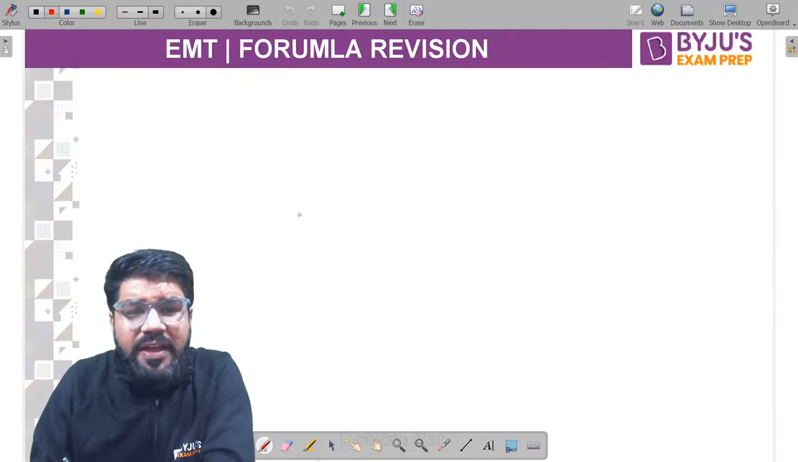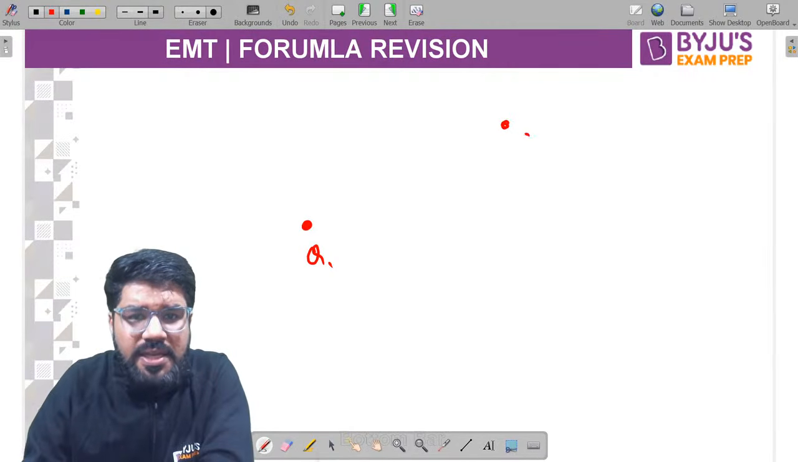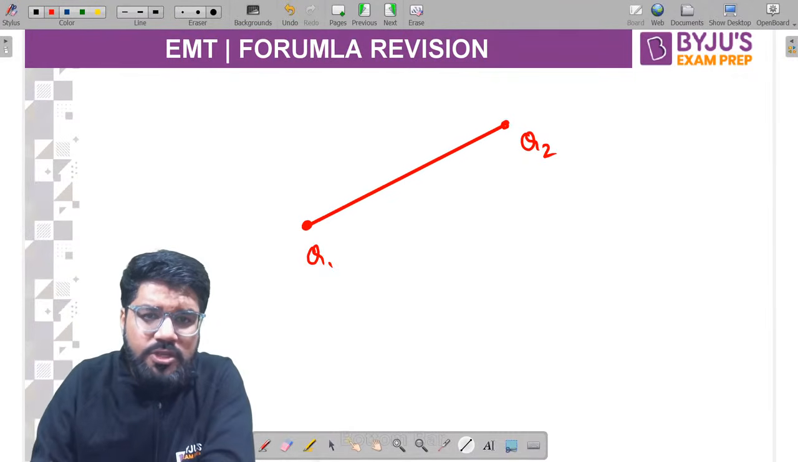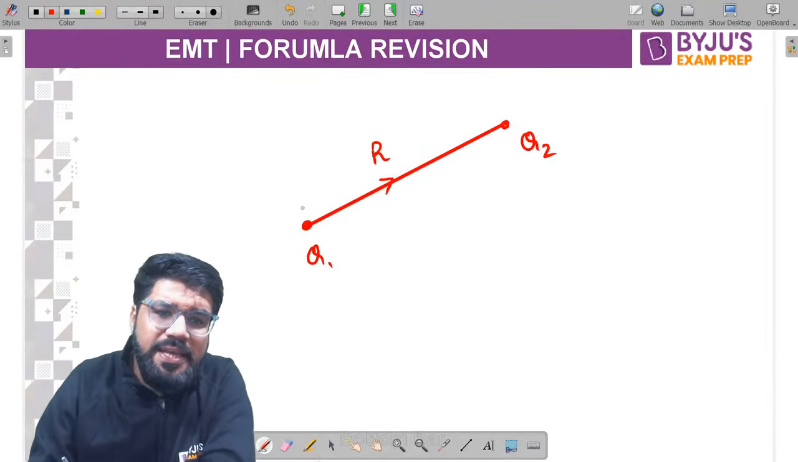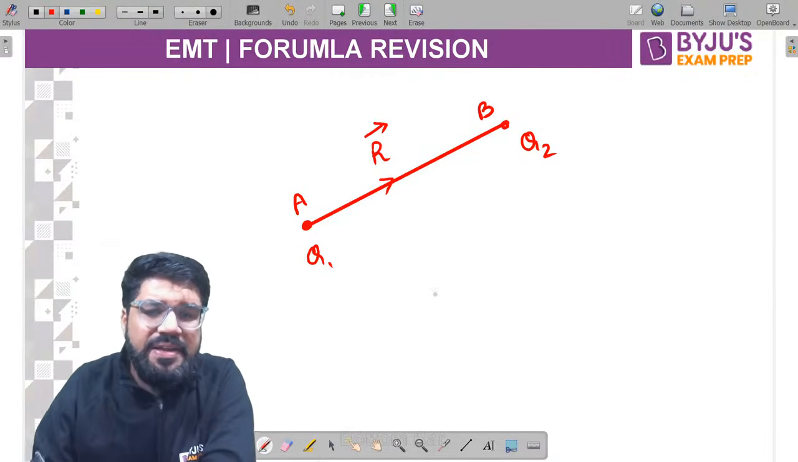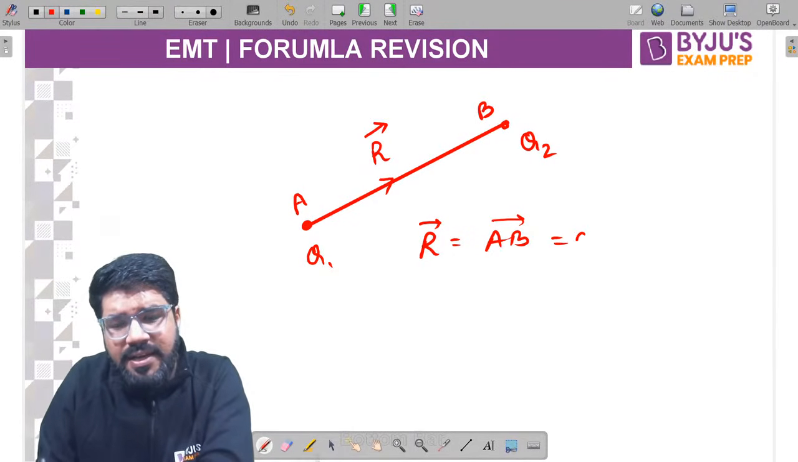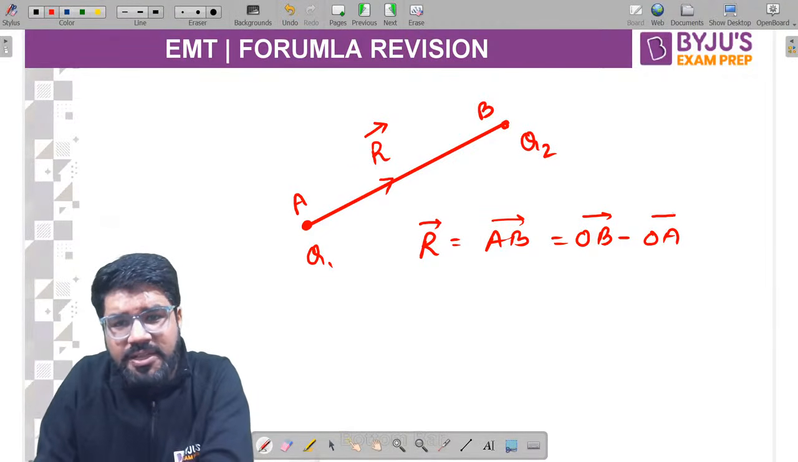Okay, so what is the final vector form? Understand this way: there is a point charge Q1, there is another point charge Q2, and there is a line joining Q1 and Q2. Let's say Q1 is at point A, Q2 is at some point B, and let's say R is the vector joining A to B. What is the vector joining any 2 points? R is the vector A to B, and that is written as vector B minus vector A, the position vector of B minus the position vector of A.